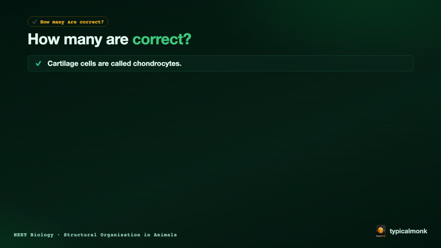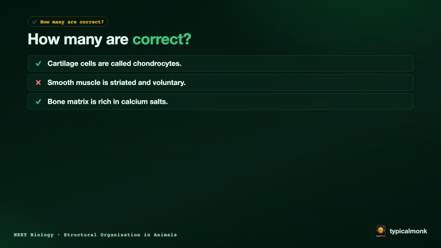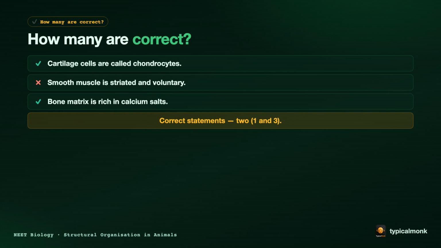Now the third drill. How many of these statements are correct? Check them one by one. First, cartilage cells are called chondrocytes. This is correct. Second, smooth muscle is striated and voluntary. This is wrong. Third, bone matrix is rich in calcium salts. This is correct. So the correct statements are two. That is, the first and the third.